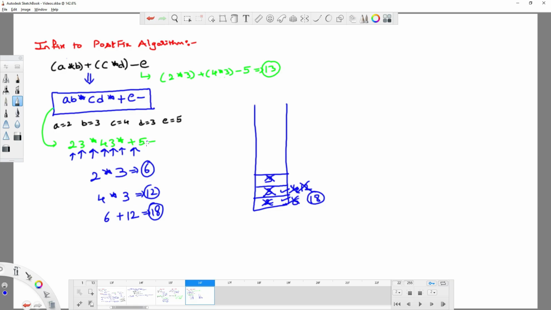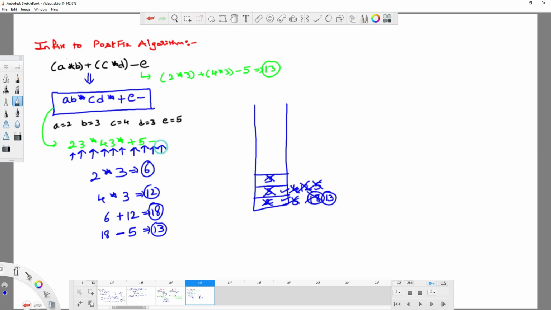18. Next you got 5. Whenever you get a number, push it into the stack. Next you got minus, so an operator comes. So pop the topmost elements. The first one will be the second operand, 5, and the next pop will be 18. 18 minus 5 is 13. 13 again push back into the stack.